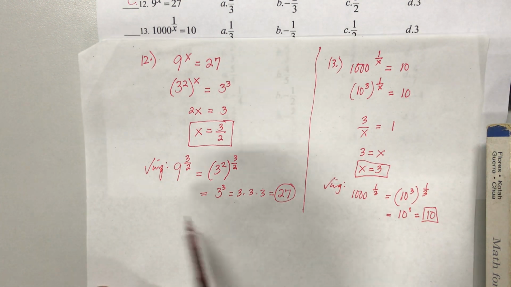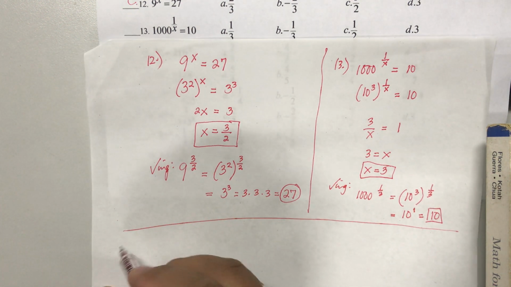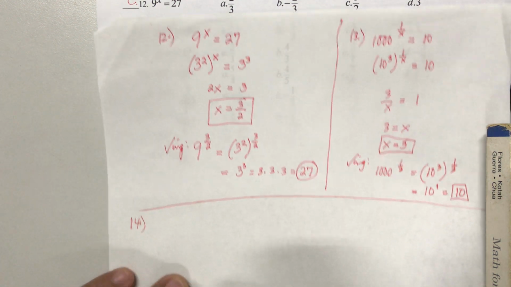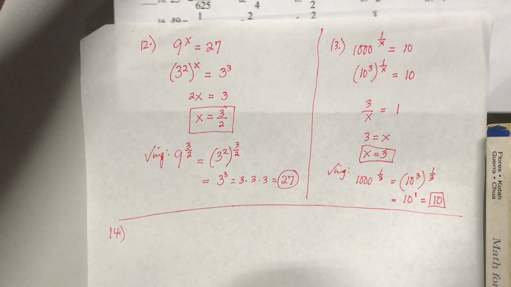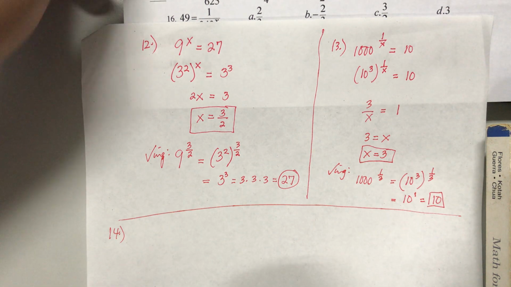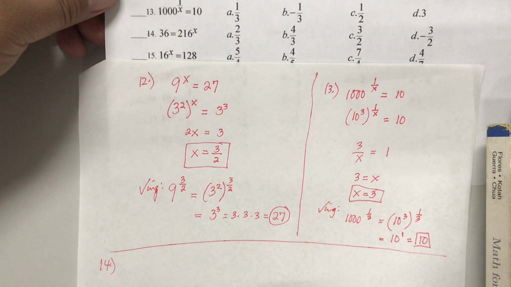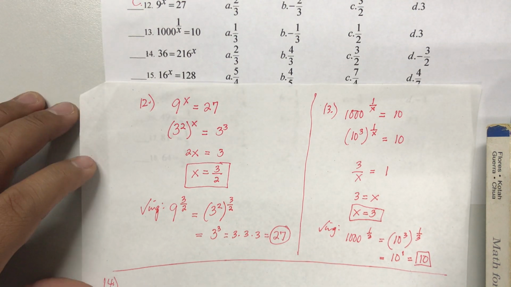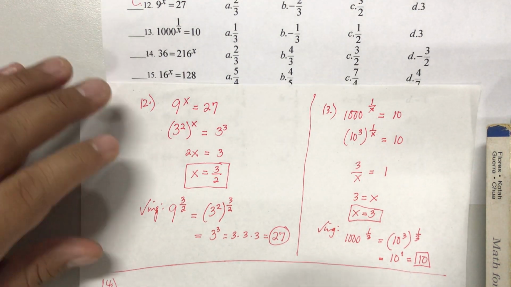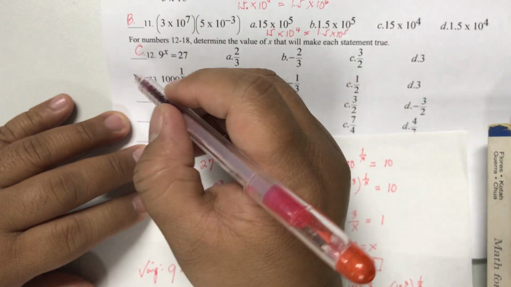Okay, let's proceed. Number 14. Okay, number 14. Oh, by the way, the answer to number 13, x is equal to 3. That means it is letter D.